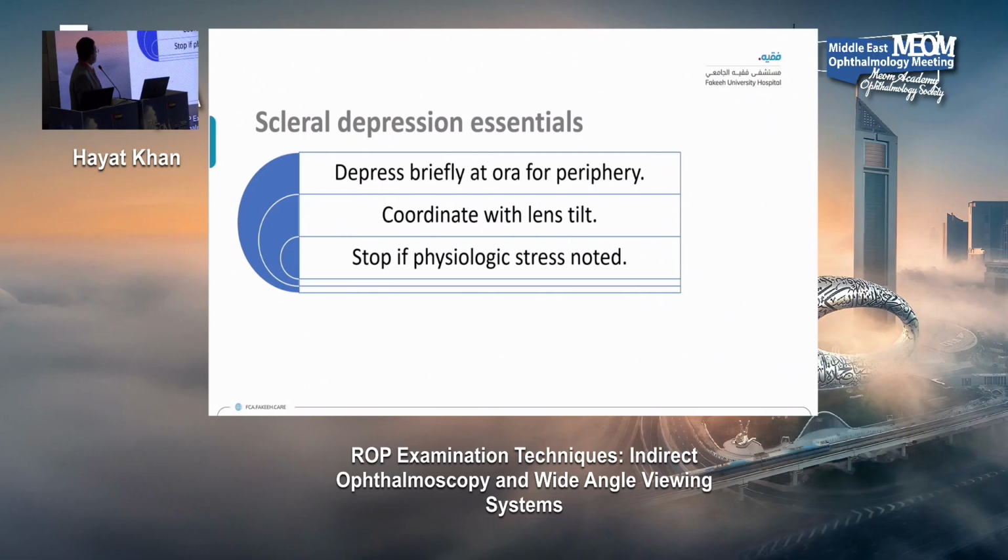So scleral depressors are very helpful, and I think it's very important to have a scleral depressor whenever we are talking about doing an ROP exam. I have seen some colleagues say, well, I have experience, I can go without. No, I don't believe it. Sometimes you can go up to a certain extent, but I don't think in the extreme peripheries you can be sure about the extent of the disease.